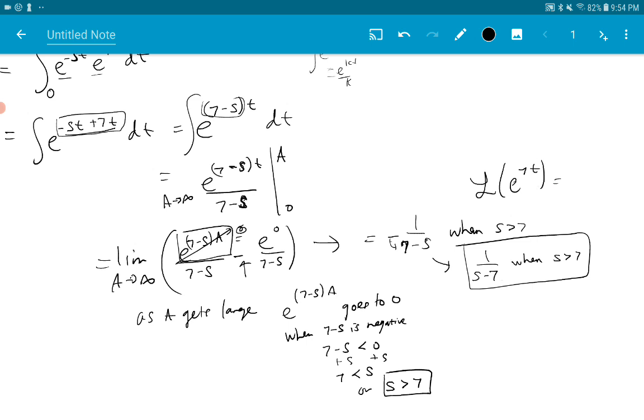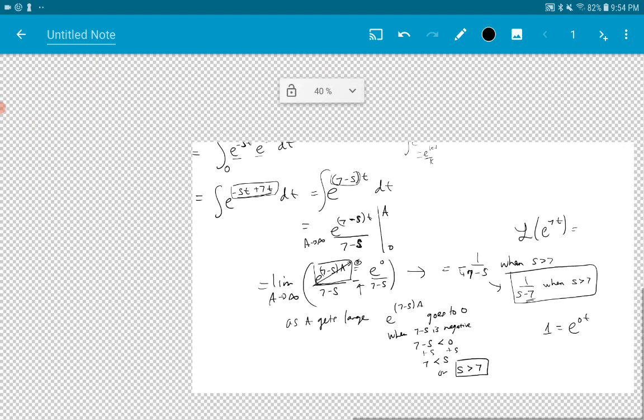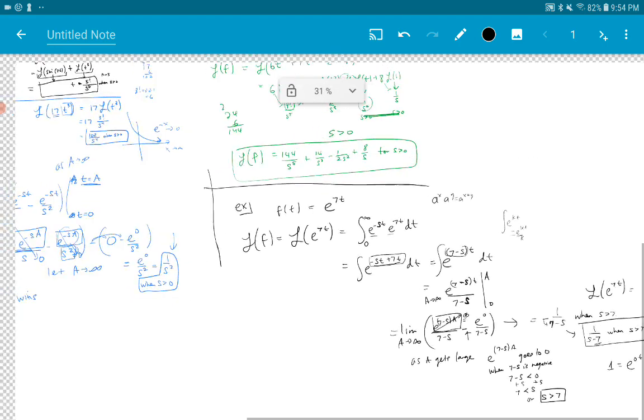It's kind of interesting. It's sort of like the Laplace transform of 1, but it's shifted by 7. Shifted. By the way, you could think of 1 as e to the 0t, so it shouldn't be too surprising. All right, well, in any case, let's add that to our table. So let me zoom out here slowly so it doesn't hurt your eyes.